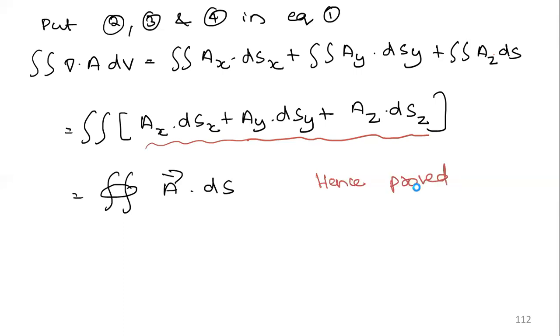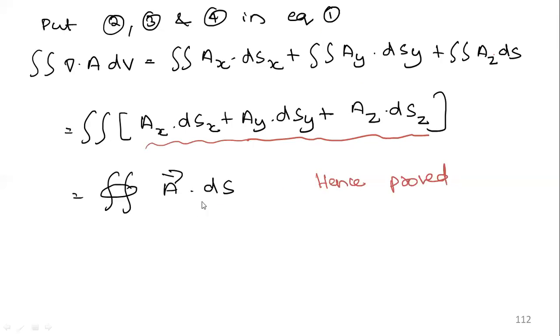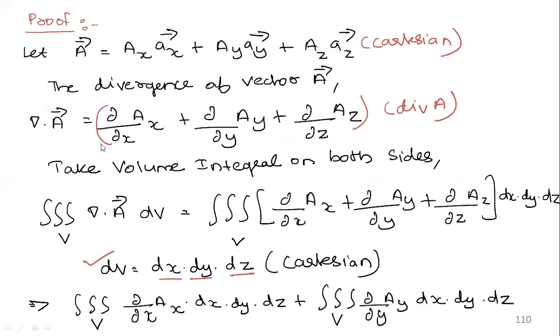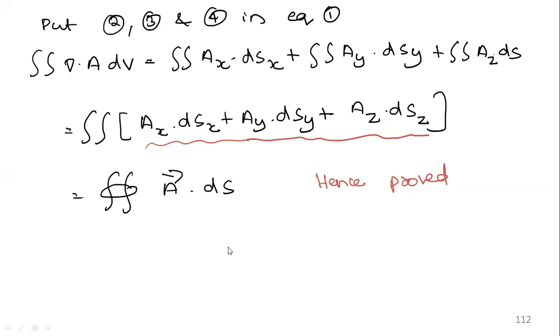So initially we started with one side. We took the divergence, then we did the triple integral operation, and we finally arrived at the other side. We started from the right hand side, we did the operations, and we finally arrived at the left hand side. Hence we proved the divergence theorem.